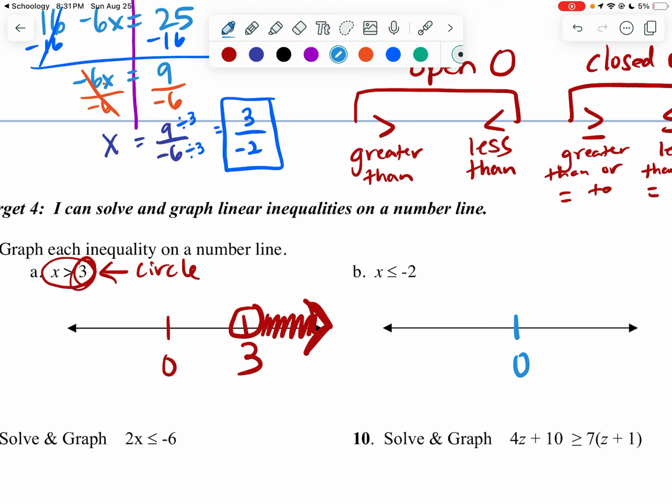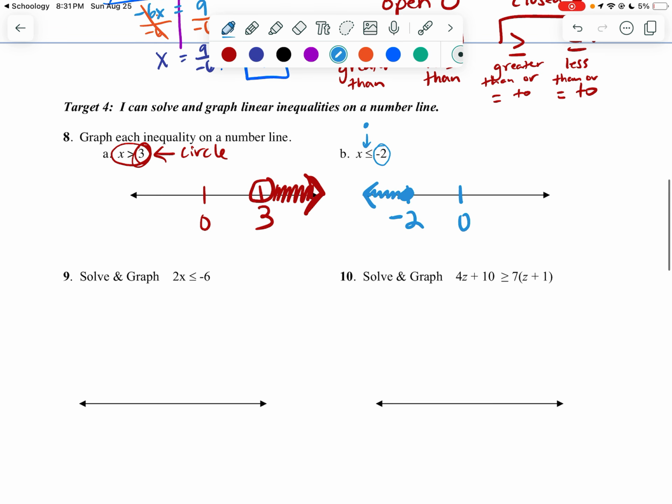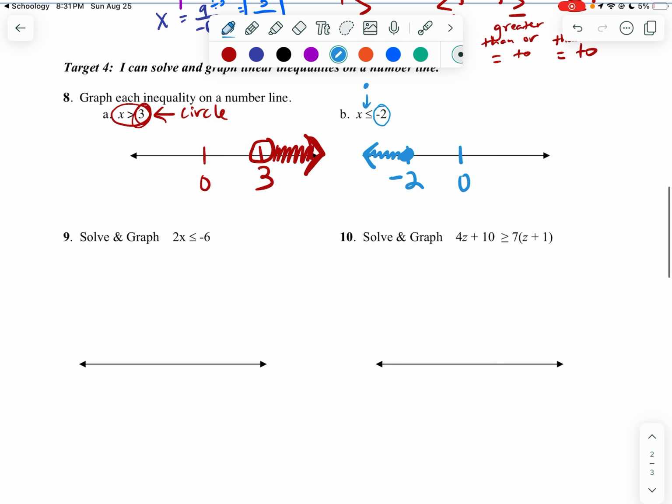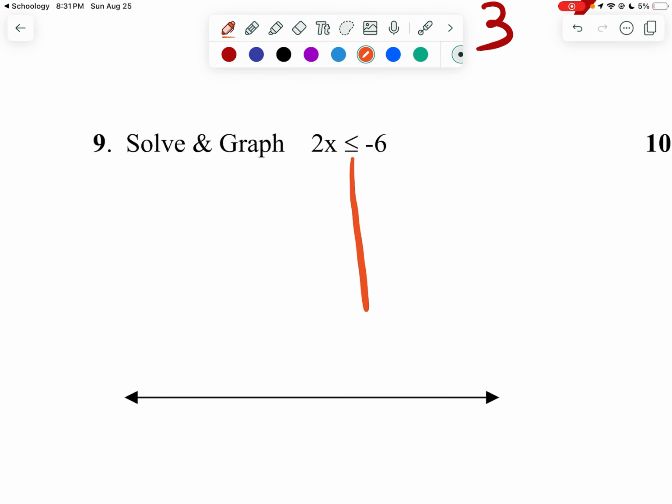All right, so this one I want negative 2, so that would be to the left of 0. Okay, this one's going to mean a closed circle. And then that's less than. It's pointing to the left, so I'm going to shade to the left. Okay. All right, last two is then just solving. So just like an equation, bring down your line, opposite operations. So x is less than or equal to -3.